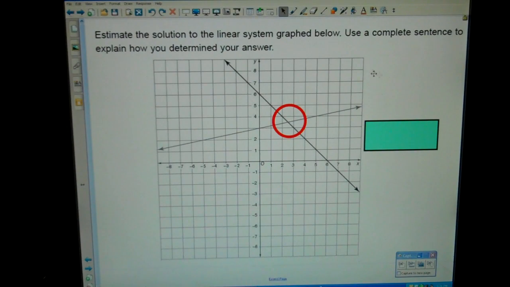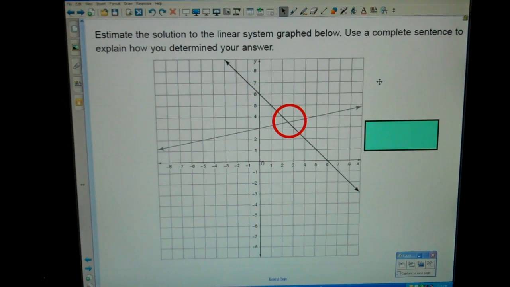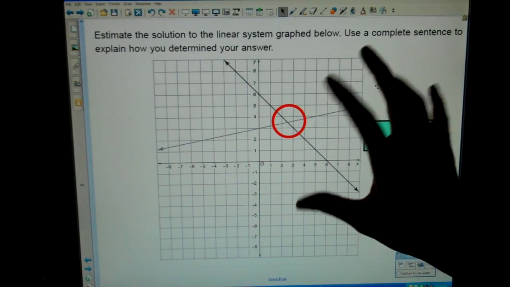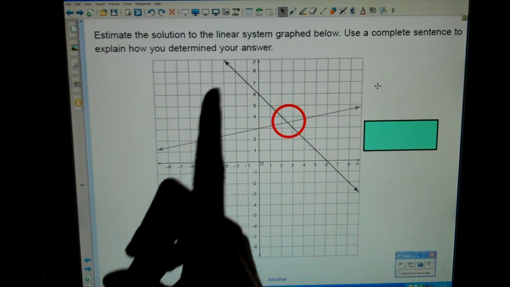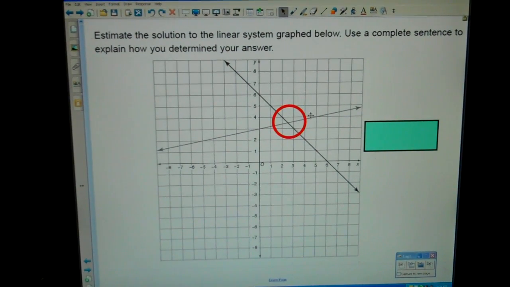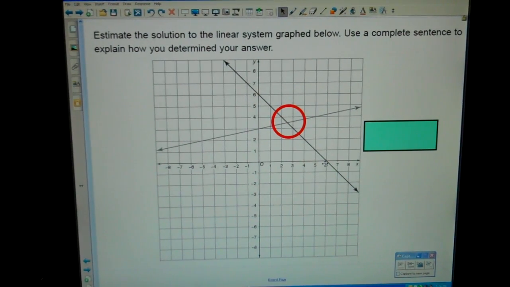Here's the next one. I just want you to look. Estimate the solution of the linear system graphed below. Look at that. Where's the solution? First of all, how many solutions does this system of equations have? How many places do they cross each other? That would be just one, okay? They only cross at one spot. Now, estimate it. Pause it. Come up with the ordered pair where those two intersect.